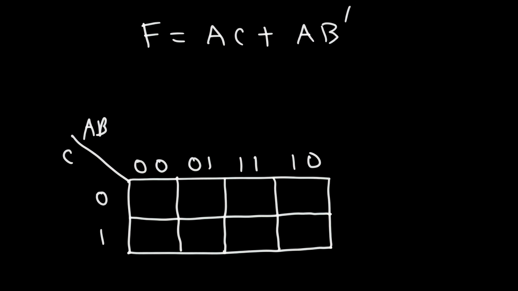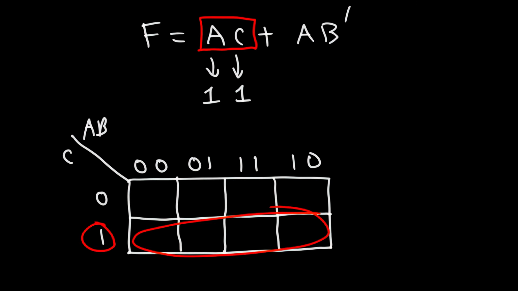Now let's focus on the AC term. Notice that we don't have any complements here. So we're looking for when A is 1 and when C is 1. C is 1 anywhere in this row. A is 1 here. So what we're going to do is we're going to put a 1 in those boxes.